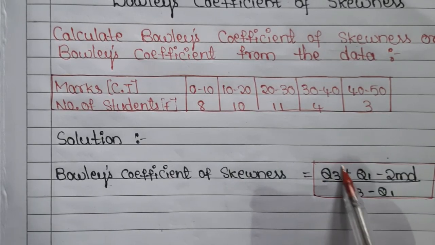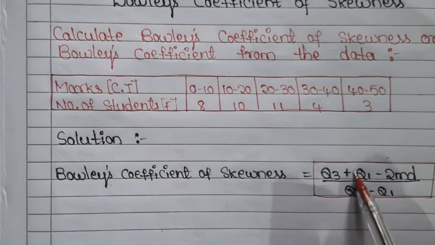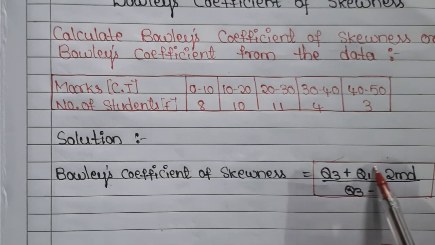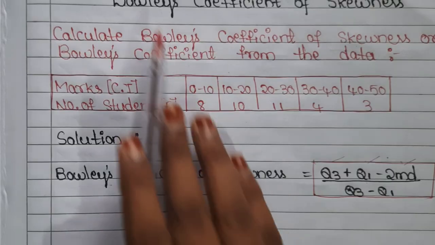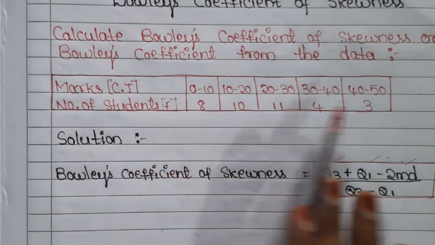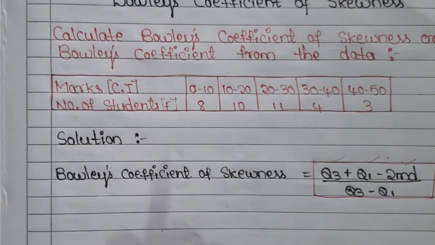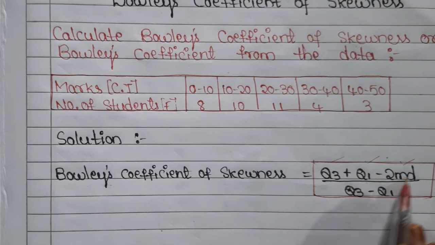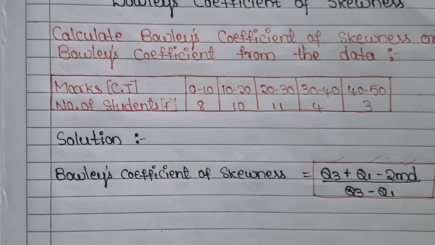We will be finding Q3 first, then Q1, then the median. After finding these three, we can easily find Bowley's coefficient of skewness in this problem. So first we need to concentrate on finding Q3, then Q1, then the median. If we find these three, we can easily get the solution. Okay, so let us get started.